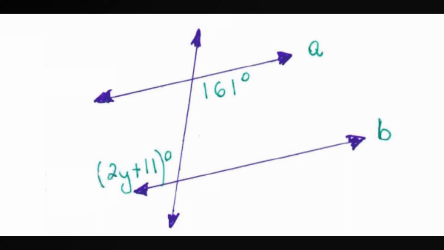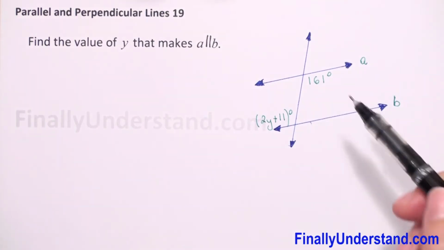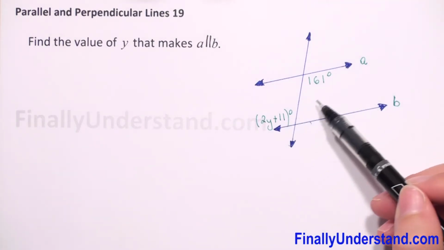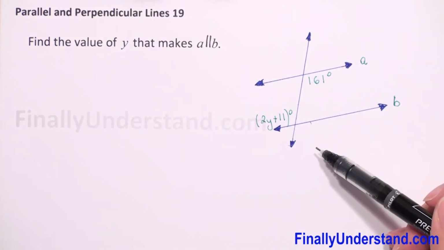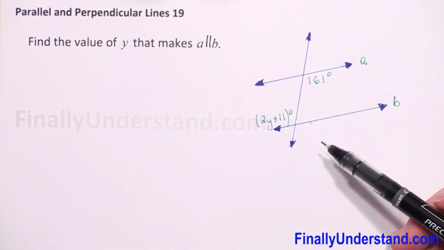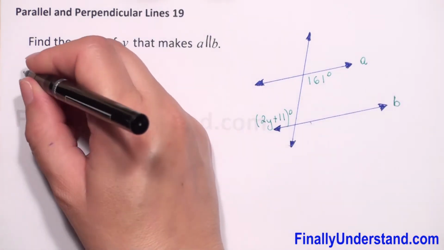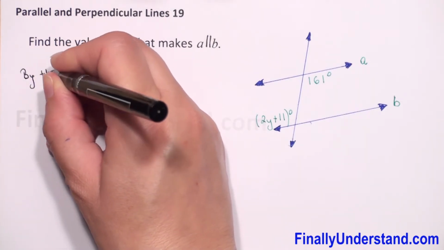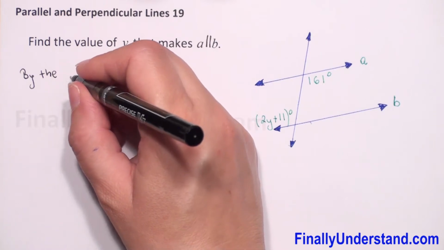We have to find the value of y that makes A and B parallel. We are given alternate interior angles here, so we will use the alternate interior angles converse. So let me put that by the alternate interior angles converse.